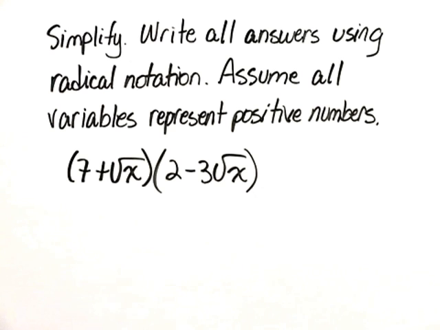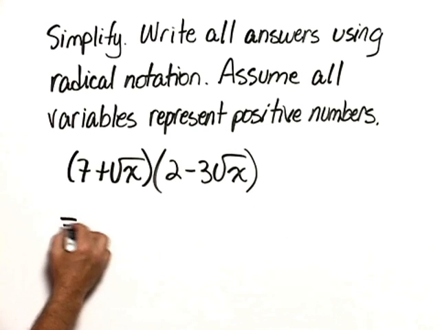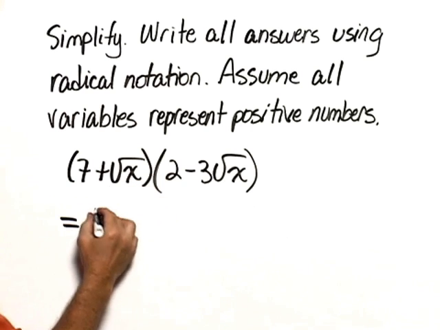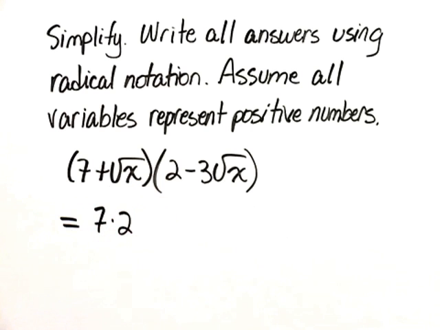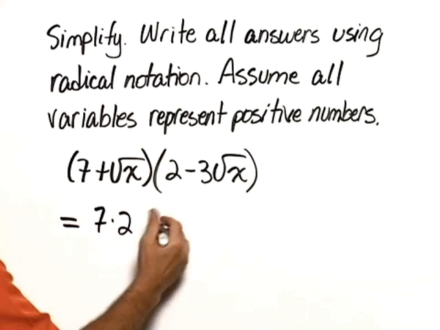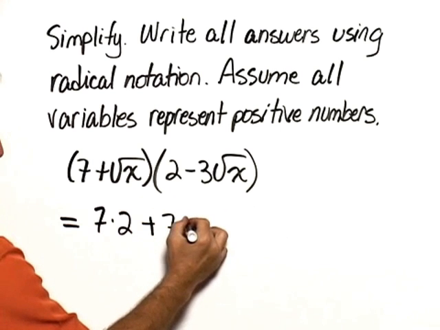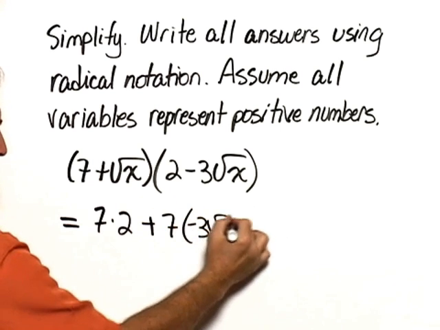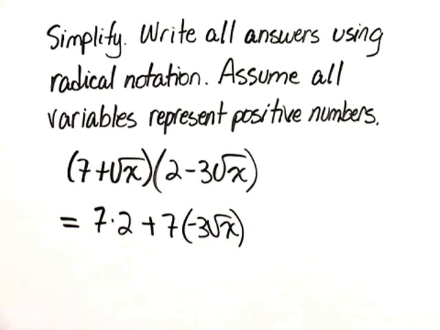Since we're multiplying two binomials, you can use either the distributive property or the method of FOIL. Either way, we would have 7 times 2. Then we would have 7 times negative 3 square roots of x.